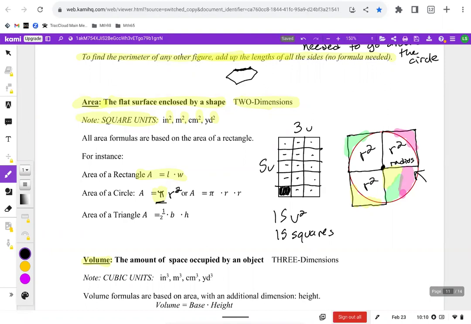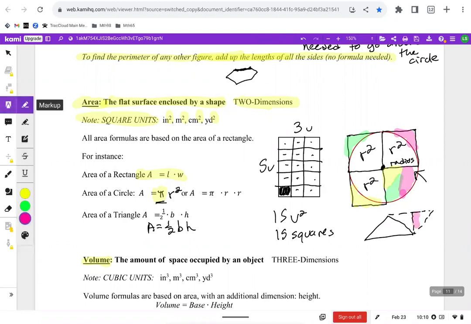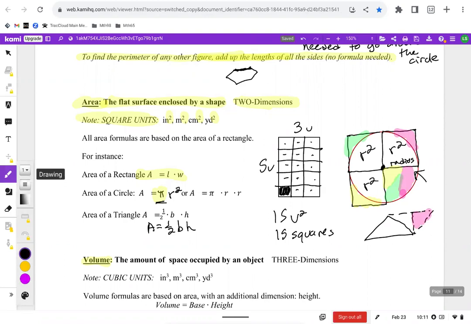If I'm looking at the area of a triangle, and sorry, this is printed a little bit weird, 1/2 base times height. Any triangle that I draw, if I take a second triangle that's exactly the same shape, and then I cut off this portion here and bring it over to the other side, it will make a shape that is a rectangle.